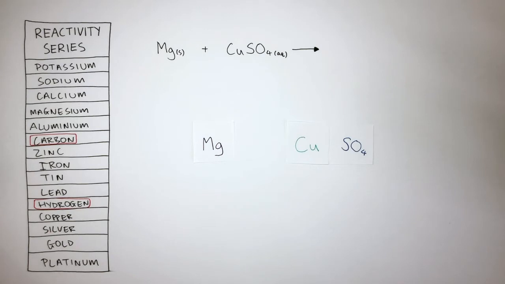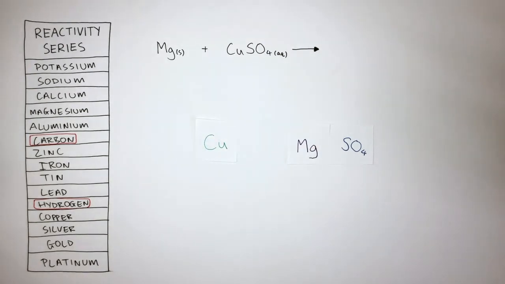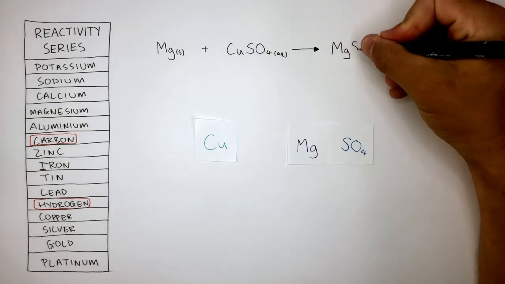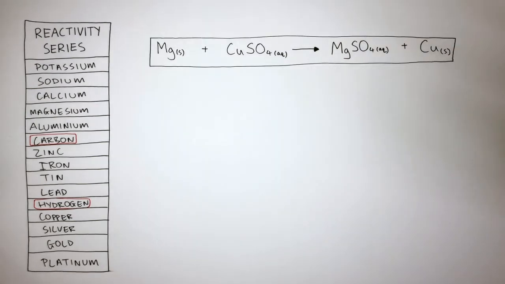As magnesium is more reactive than copper, magnesium will displace copper from copper sulfate, forming magnesium sulfate and copper. Therefore, on the balanced symbol equation, we can now write MgSO4, aq for aqueous, plus Cu, s for solid.